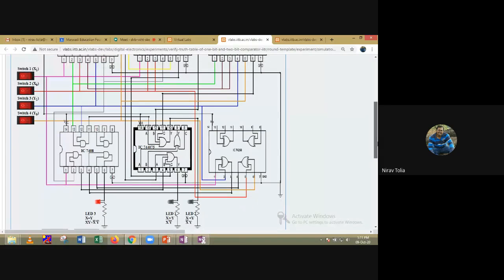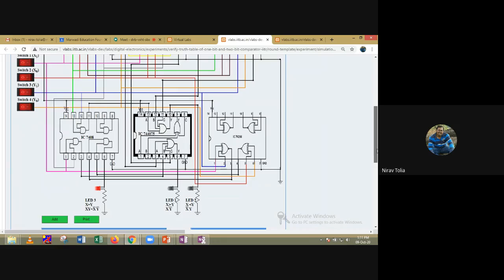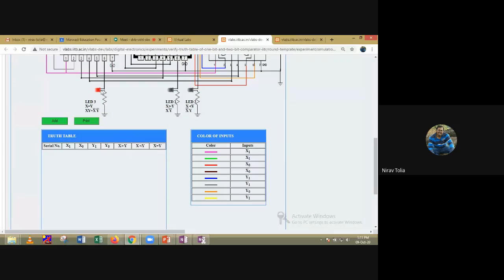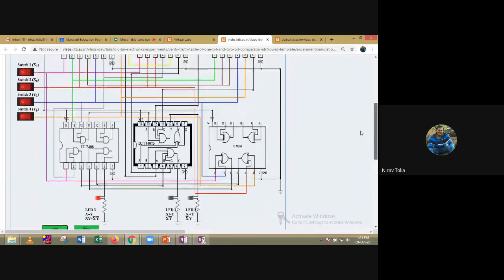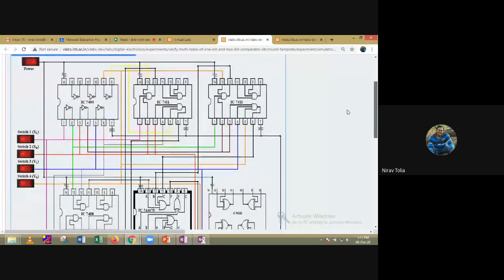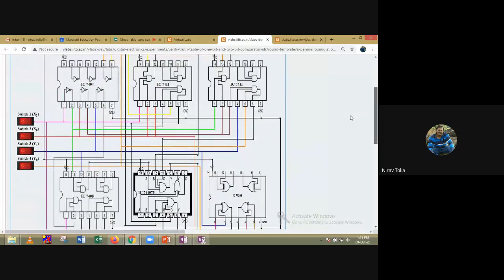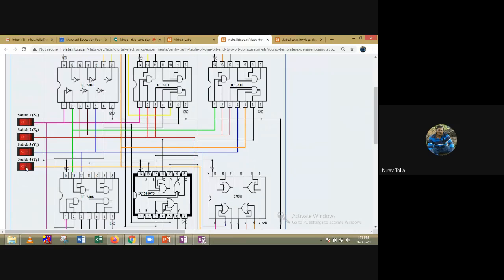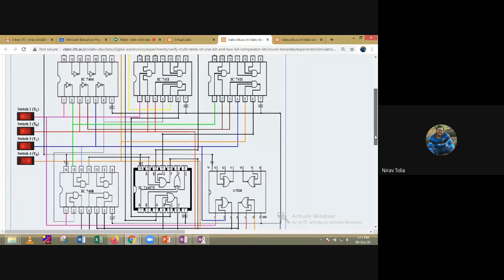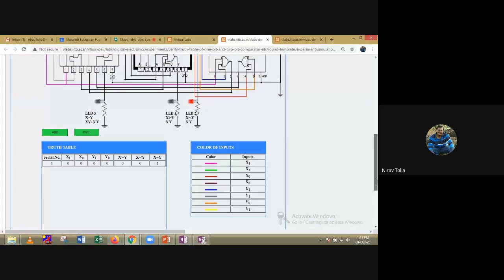So again, see, all are zeros. x1, x0 are also 0, y1, y0 are also 0. So it is A equal to B. You can see here A is equal to B. Add to the table. These are some color codes showing how the ICs will be connected to each other, because we require more ICs and more gates. Then suppose 0001. For 0001, X is less than Y. So again add to the table.